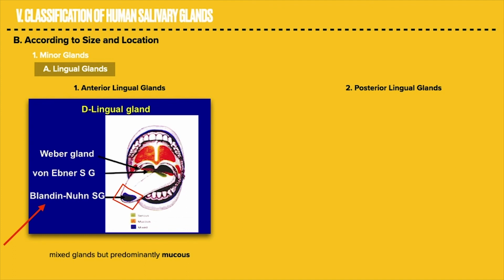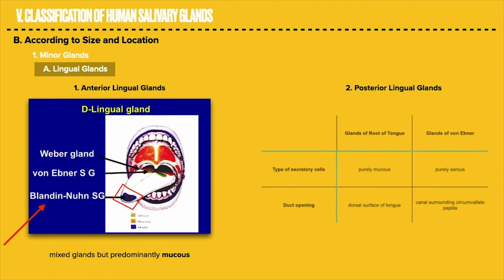Fourth, posterior lingual glands, and there are two types: the glands of root of tongue and the glands of von Ebner. The glands of root of tongue are purely mucous. The glands of von Ebner, on the other hand, are purely serous. Ducts of the glands of root of tongue open into the dorsal surface of the tongue, while the glands of von Ebner open into the canal surrounding the circumvallate papilla.